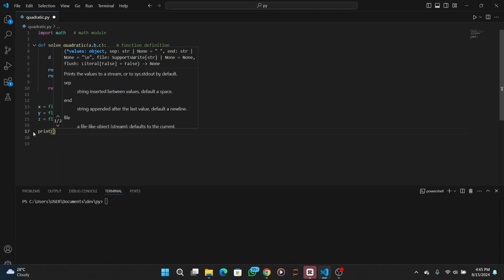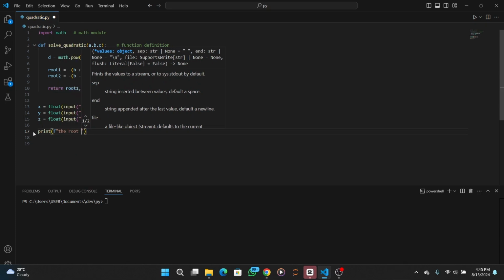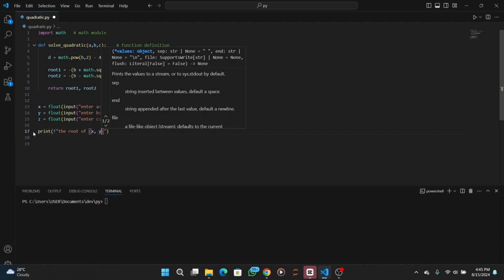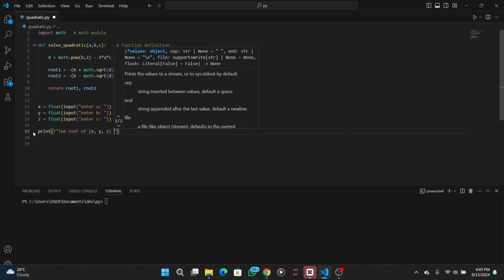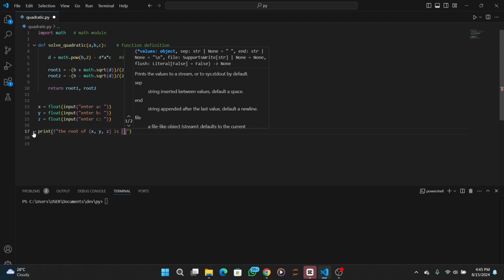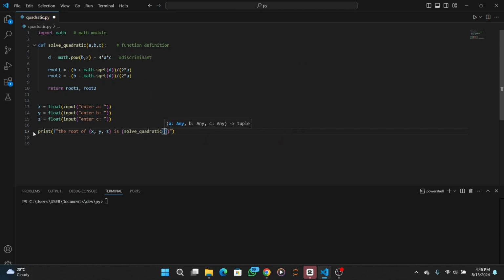So we'll say print and f. Now the roots of the equation with x, y, and z is, then we are calling the function now. So we'll call the function solve quadratic, and we pass in the values x, y, z.